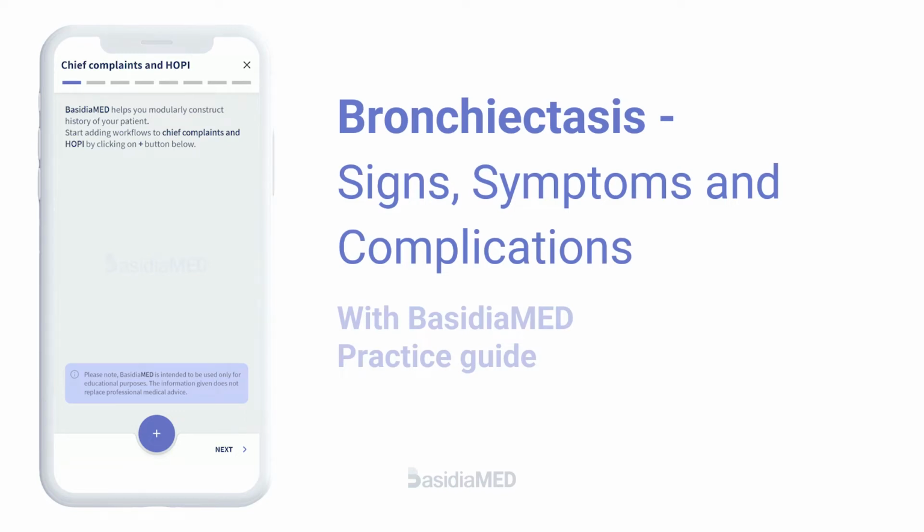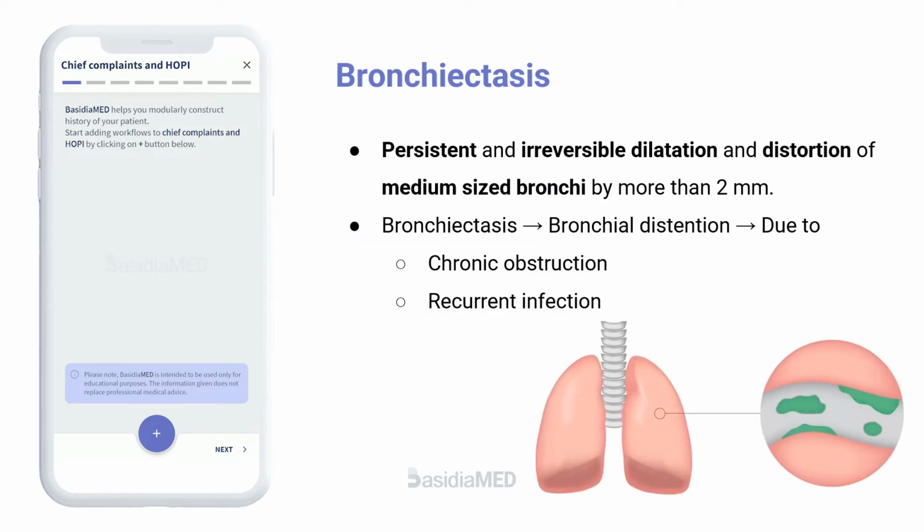Bronchiectasis: signs, symptoms, and complications. Bronchiectasis is persistent and irreversible dilatation and distortion of medium-sized bronchi by more than 2 mm. It may be due to bronchial distension, occurring as a result of chronic obstruction and recurrent infection.